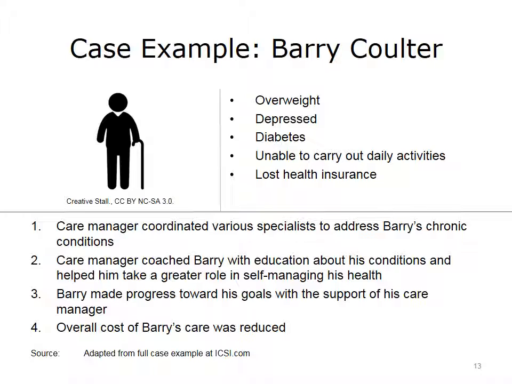Through the process, Barry was better able to control his eating and exercise habits, establish better sleeping routines, and take his insulin regularly. These changes allowed him to feel more in control of his life and improve his self-management of his diabetes. He was able to become more active, thus improving his depression. He was able to stay on his medications more consistently and to regain his health insurance. Having his insurance back meant he didn't have to struggle with not having coverage for his medication. Barry's progress toward his goals came along with the support of his care manager and the care team, and resulted in a reduction in Barry's overall cost of care.